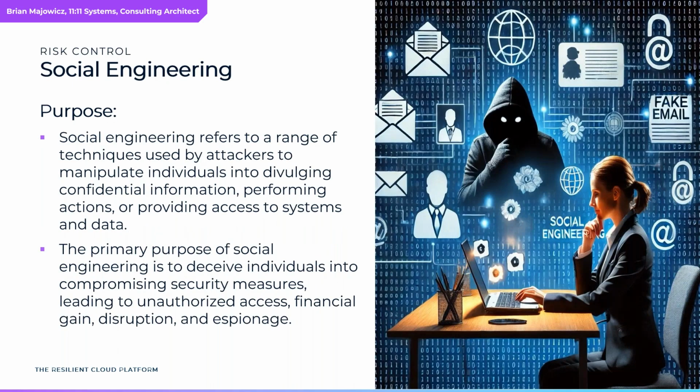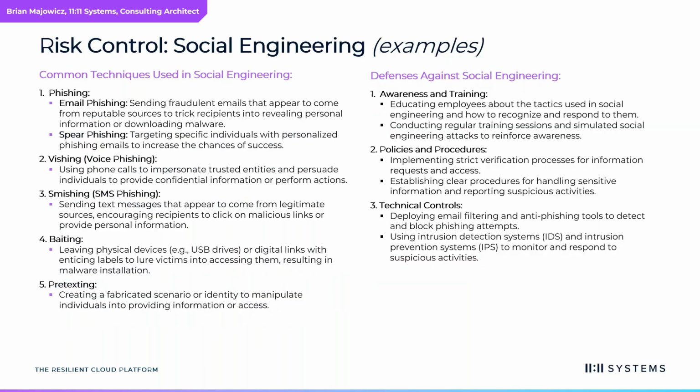Our next control, social engineering. Social engineering refers to a range of techniques used by attackers to manipulate individuals into divulging confidential information, performing actions, or providing access to systems and data. The primary purpose of social engineering is to deceive individuals into compromising security measures, leading to unauthorized access, financial gain, disruption, and espionage. On the screen now, you're seeing some examples of social engineering. On the left-hand side, there's some common techniques. And on the right-hand side, some of the ways we defend against those.